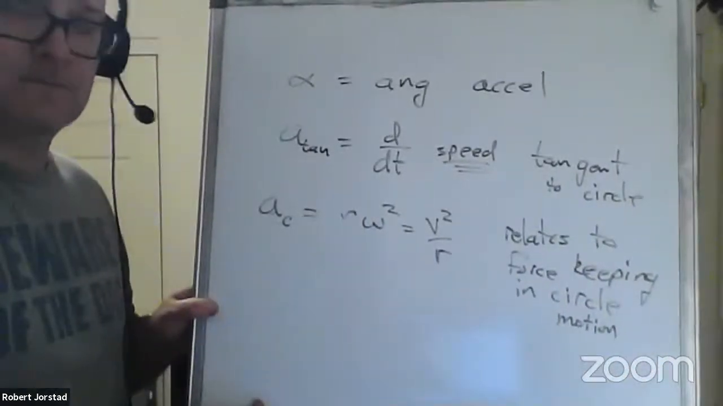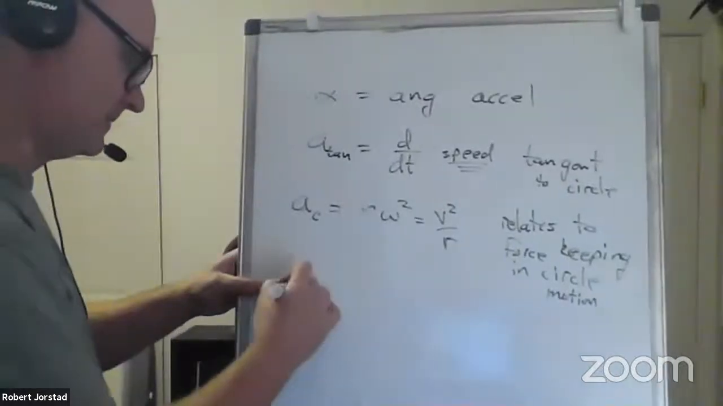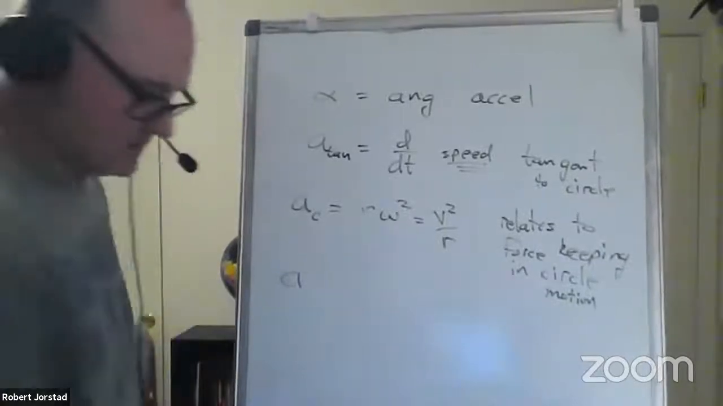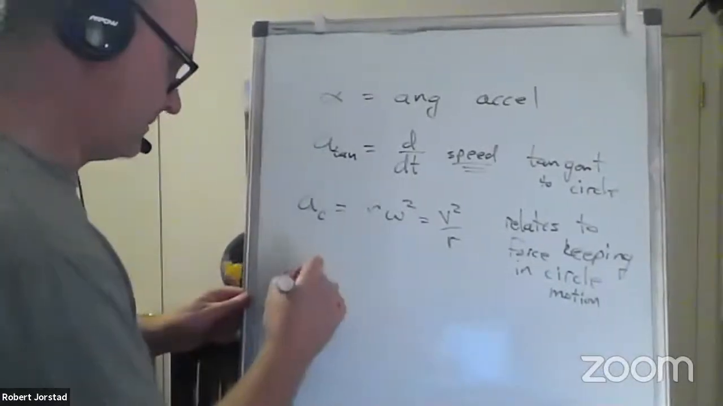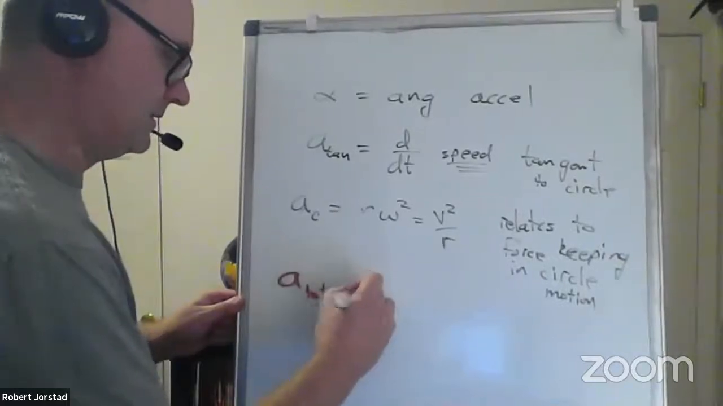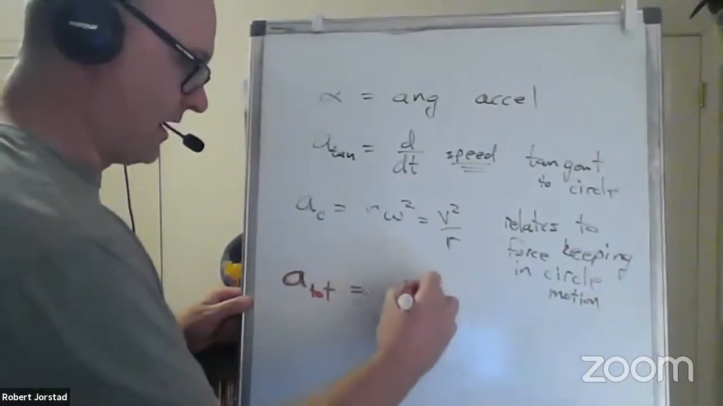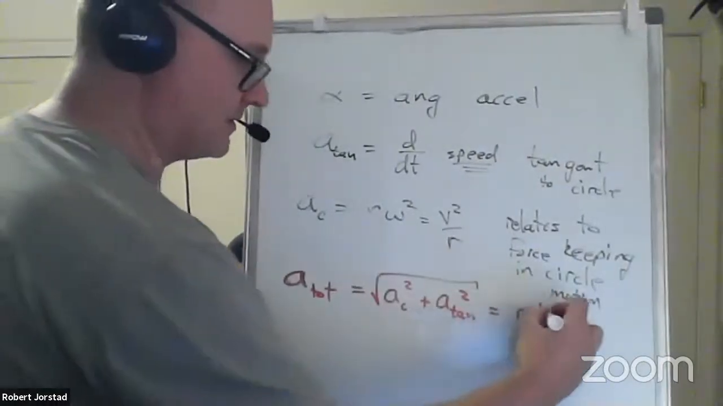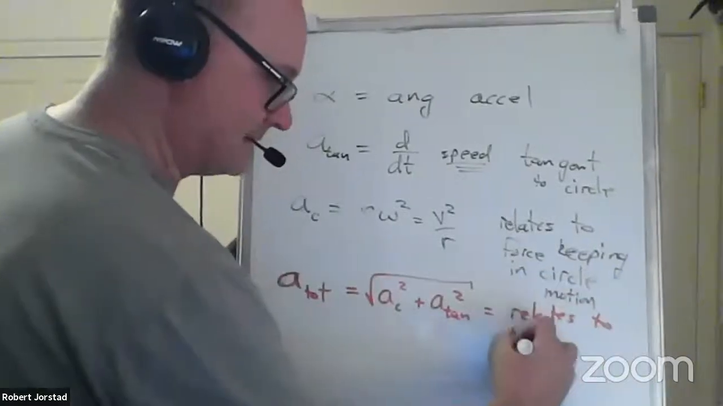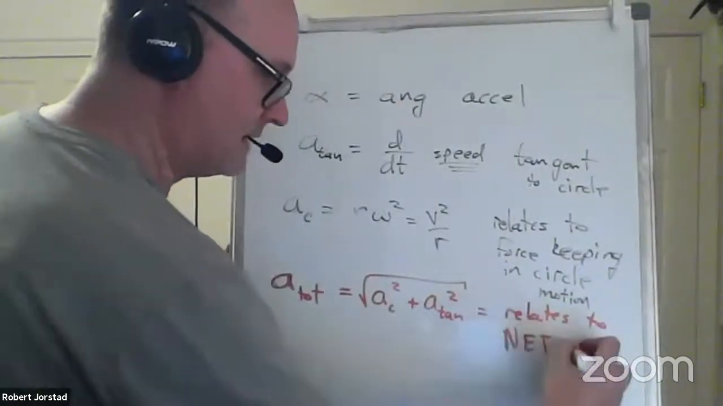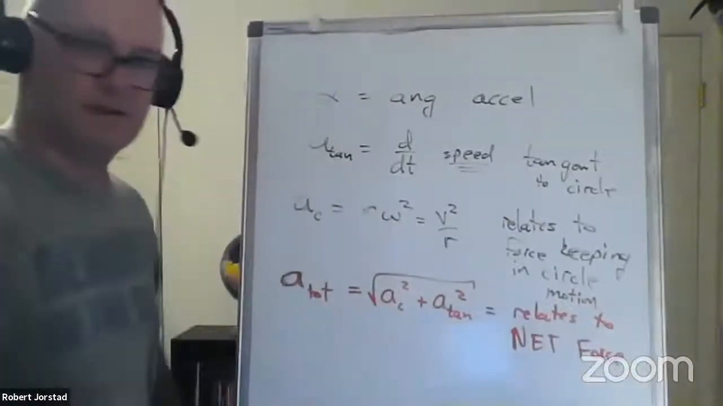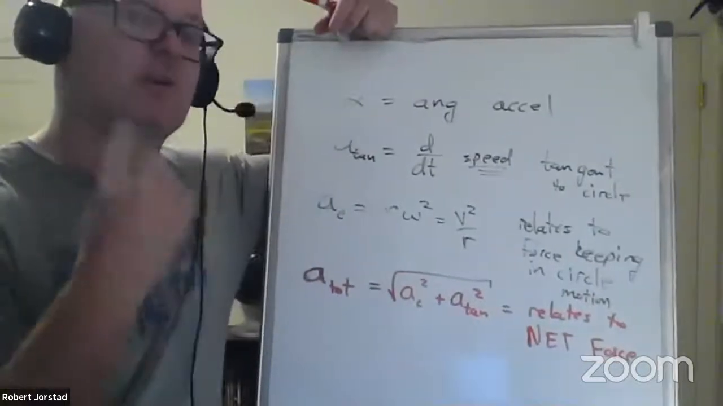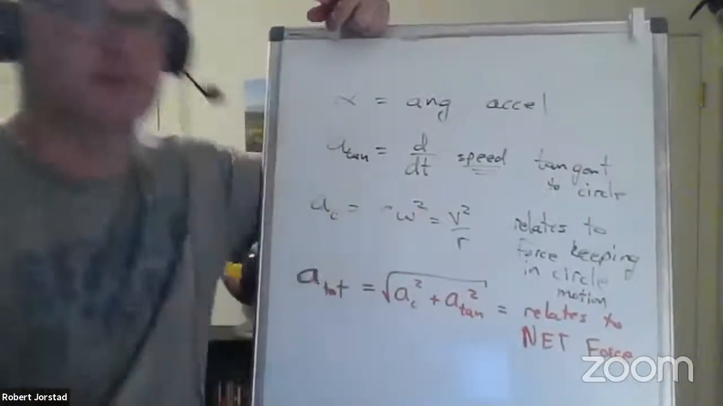And then A total, this marker drives me crazy. Let's go to a fistful of black markers somewhere here. A total, that's the square root of AC squared plus A tan squared, and it relates to net force. So now that A tan is non-zero, this tells us how we can analyze problems where they're not only going in circular motion, but they're going in circular motion and changing speed.